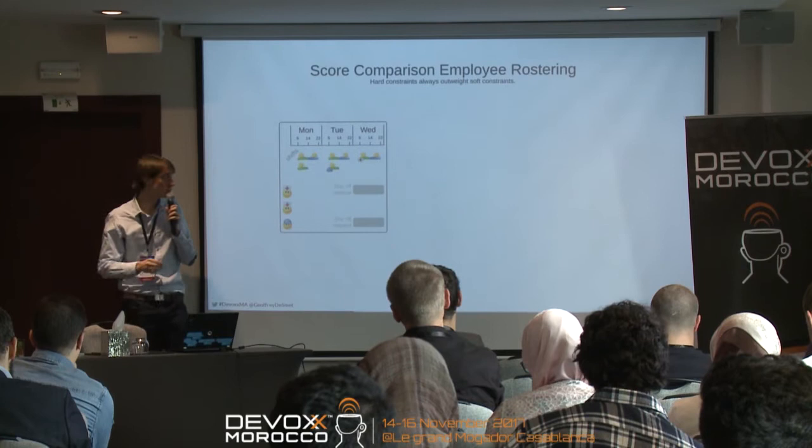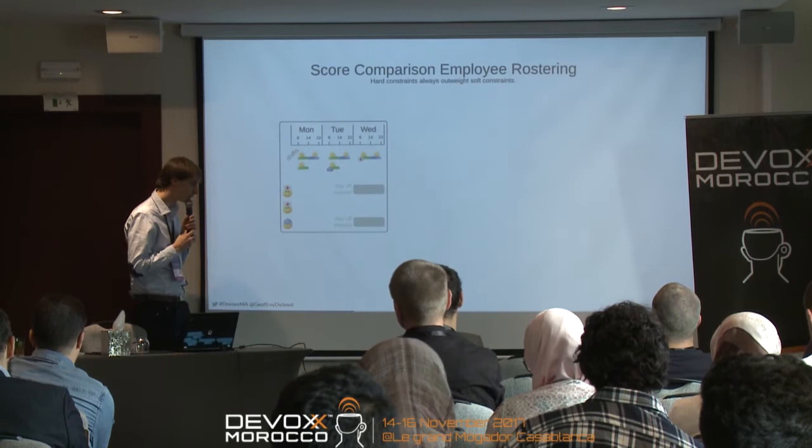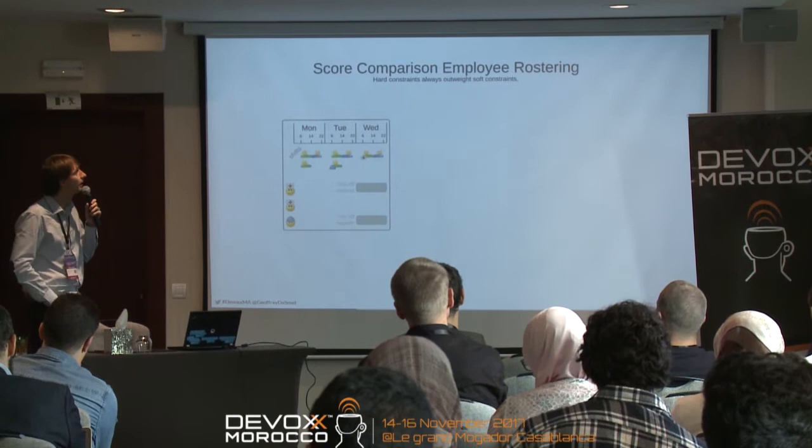So what are your constraints? Let's talk about score comparison. How do you tell OptaPlanner what is a good solution and what is a bad solution? How do you tell it what you want? This is done with score comparison.